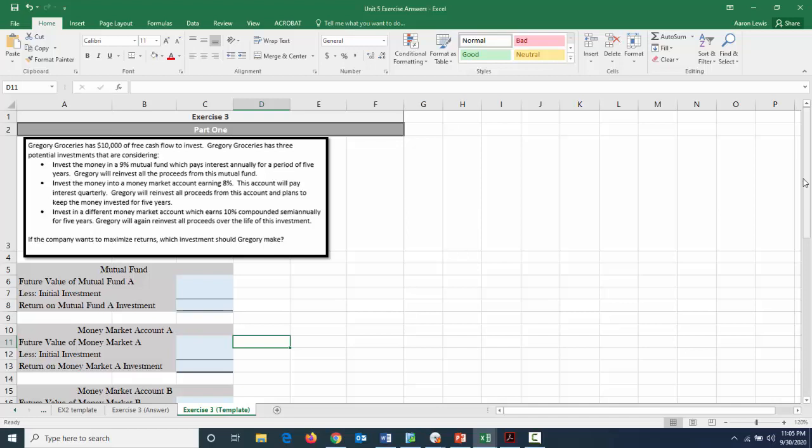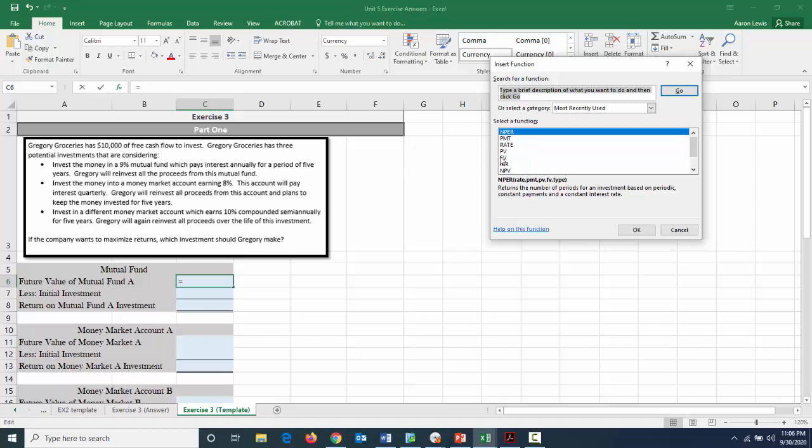So the company wants to maximize returns. They want to pick the one of these 3 investments which is going to give them the greatest return. And for the return, it is just the future value of the investment minus their initial outlay, the amount of cash they have to put down. So let's start with the mutual fund. We need to figure out what the future value of the mutual fund is going to be, and to do so we're going to use the future value function of Excel, FV.